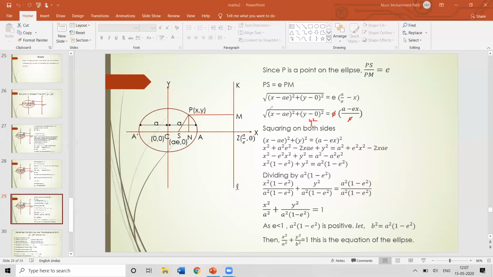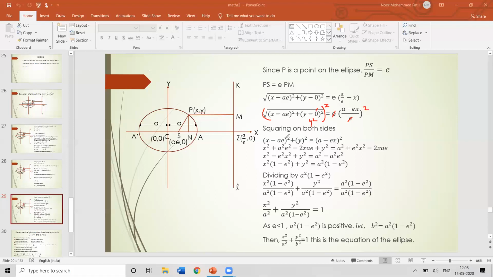Okay. Now let us square on both sides. When we square, the square root and the square get cancelled. So what is left out is (x minus ae) whole square plus y square is equal to (a minus ex) whole square.